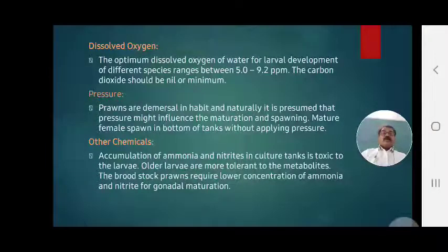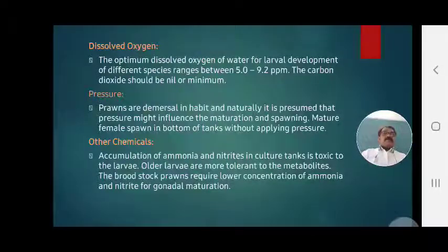Another important parameter is dissolved oxygen, for survival and growth. The optimum dissolved oxygen of water for larval development in different species ranges from 5.0 to 9.2 ppm. A level of 5 to 9.2 ppm is ideal for the growth of prawn. The carbon dioxide should be nil or minimum.